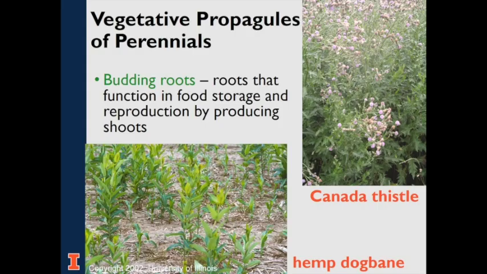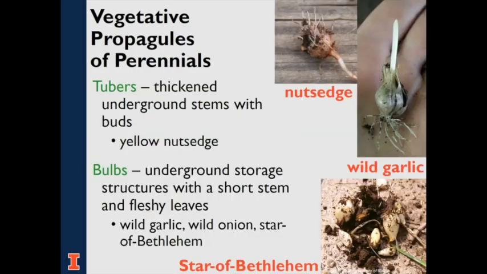Budding roots are also known as creeping roots and are sometimes called rhizomes, too, by weed scientists. Do not stress over the different terminology. The primary thing to know is that their presence can make complete removal of a certain weed species like hemp dogbane or Canada thistle more challenging. Tubers are thickened underground stems with buds. Nutsedge tubers are often called nutlets. These can remain dormant in the soil for 10 years, simply waiting for conditions to be perfect to produce shoots.